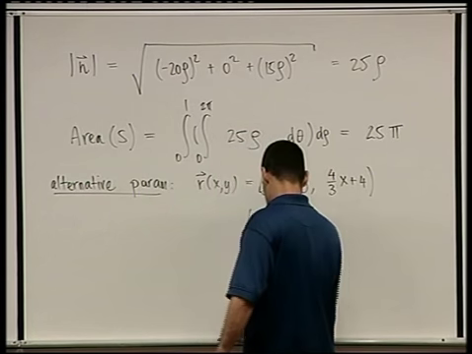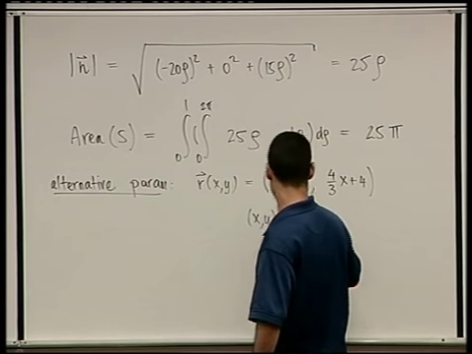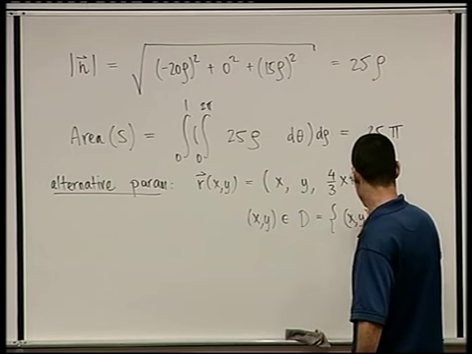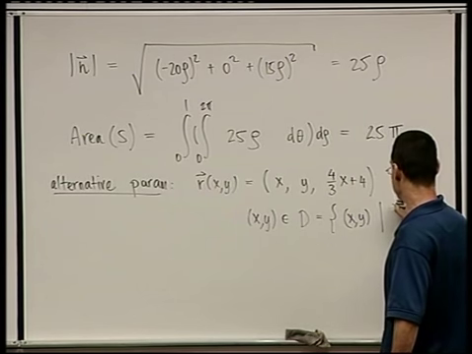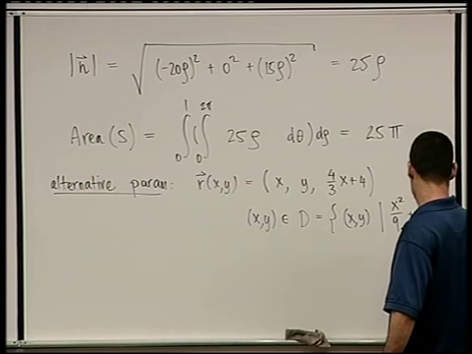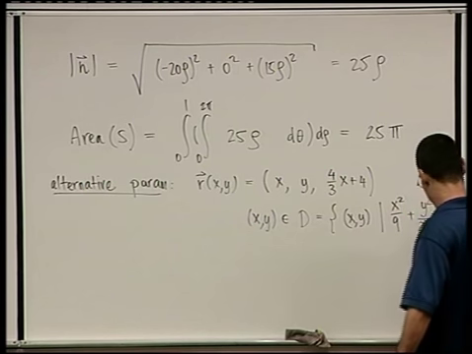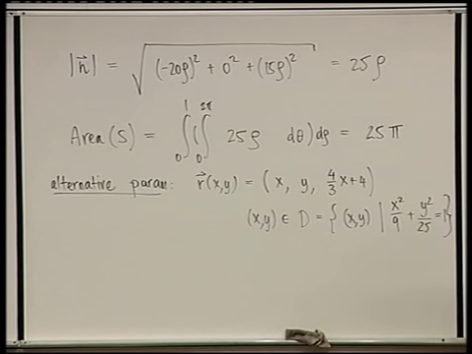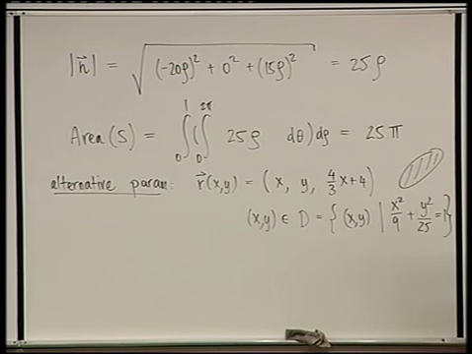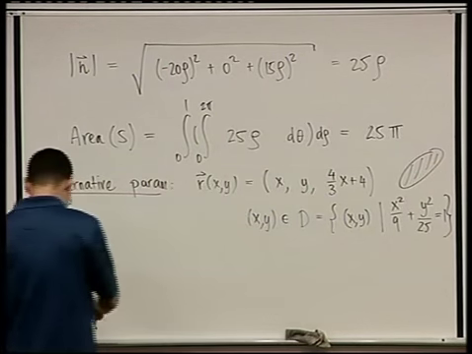Do you agree? Where x, y belong to, let's call it D, where D is the ellipse on the bottom, the points x, y satisfying x squared over 9 plus y squared over 25 equals 1. Do you agree that this is an alternative parametrization of that tilted surface? Everybody? Good? Okay.